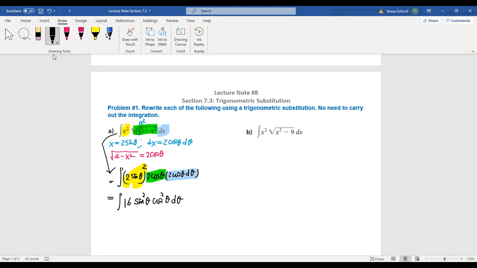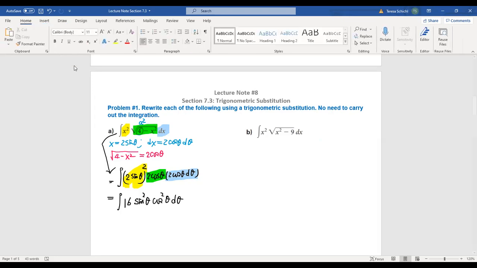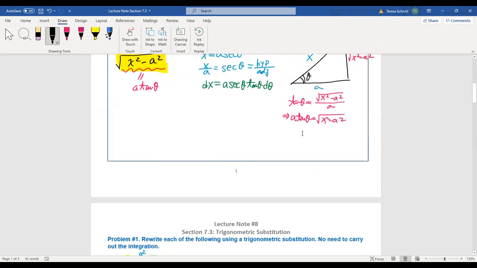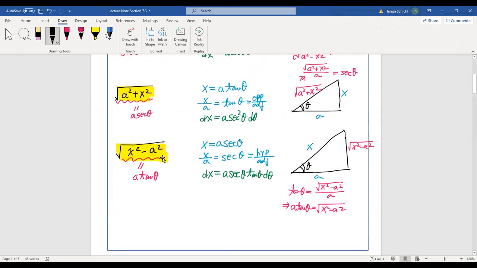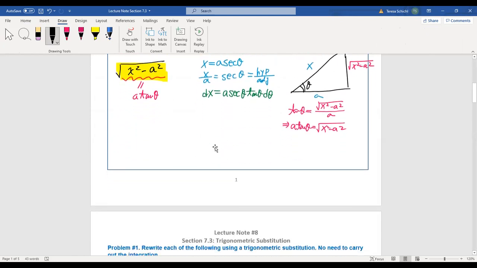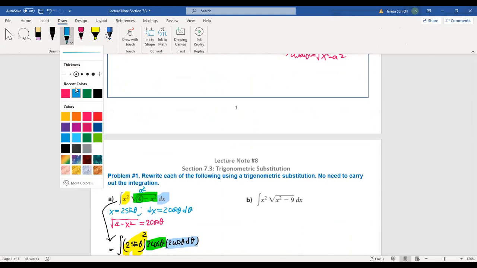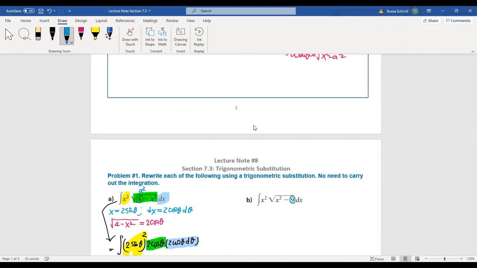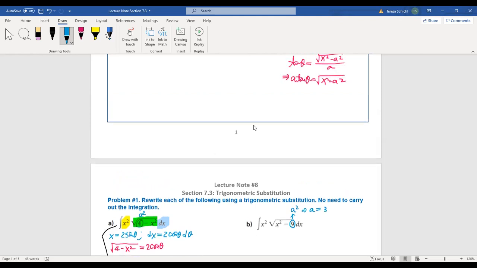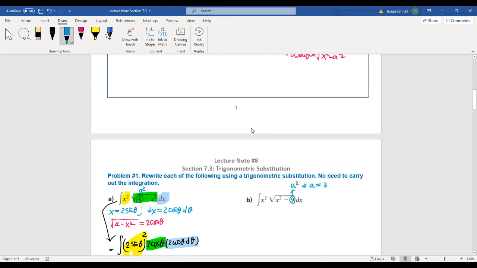This is x squared minus 9 here. Okay, so x squared minus 9. So it's this formula I'm going to use, right? So x equal to a secant theta. For this problem, because this is x squared minus 9, what is 9 here? 9 is my a squared, right? So that's why a is equal to 3, right? So now, based on my formula in this table, x equal to a secant. So now let's try to do that.